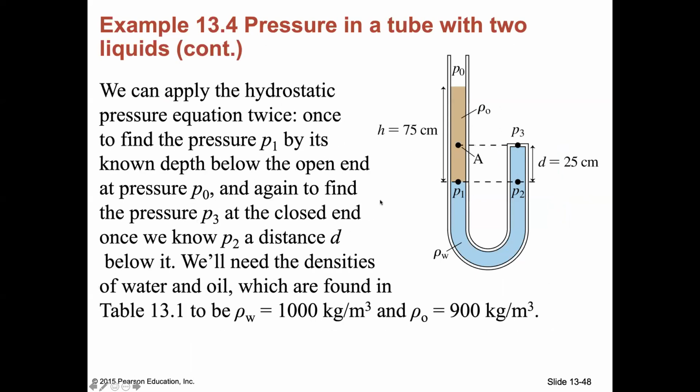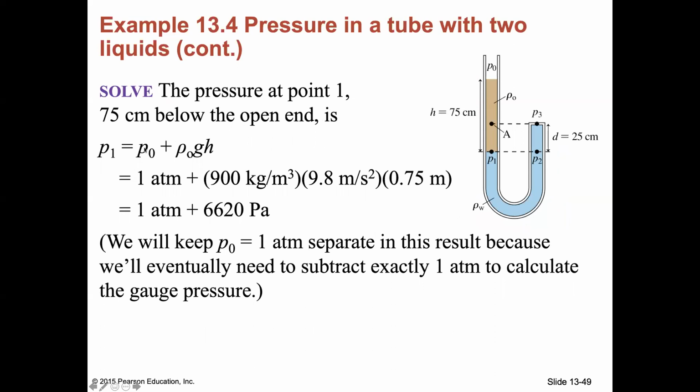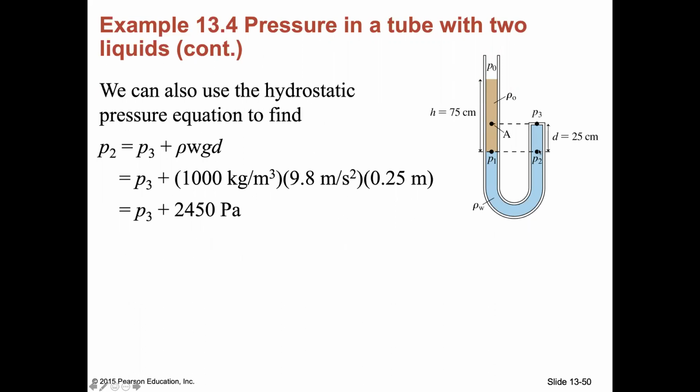Okay, so first, let's calculate P1. P1 equals P0 plus rho g h, where rho is the oil density and h is 75. Then you have calculated P1. Now let's calculate P2. P2 equals P3 plus P water, the pressure generated by 25 centimeters of water. So P water equals rho w, the density of water, times g times d, where d is 25.